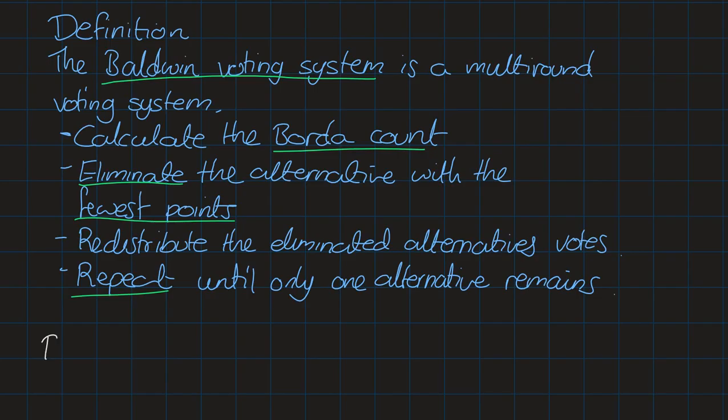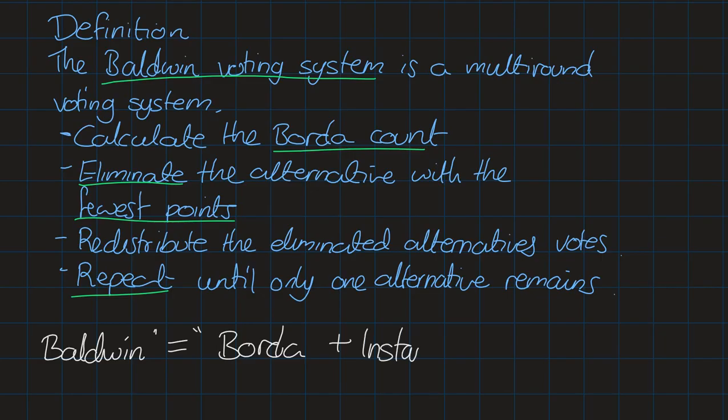So the way you should think about it is that the Baldwin voting system is sort of equal, in quotation marks, to the Borda plus instant runoff. It's like a hybrid of the Borda and the instant runoff. You eliminate the alternative with the least Borda count, as opposed to the instant runoff, where you eliminate the alternative with the fewest top preference votes.